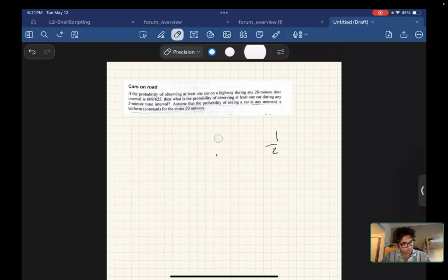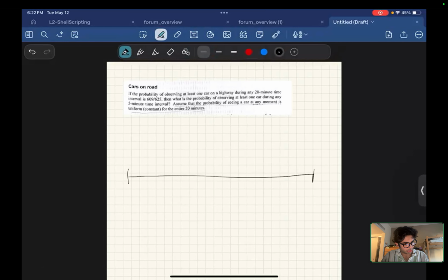So if we have the time interval, this is the whole 20 minutes, and we're looking for the probability of seeing a car in any 5-minute interval. So let's create 5-minute time intervals. Let's create one here, here, here. These are all 5 minutes. Let's say the probability of seeing a car in 5 minutes is P. That's our answer, what we're trying to solve for.